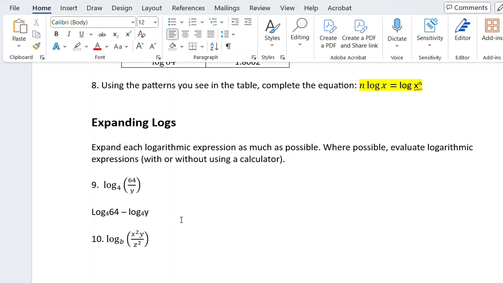I could do that on a calculator, or I could think about what that means. Remember, with logarithms, we're looking for the power that we would place on the base to get the middle number. 4 to what power equals 64? Well, you might know that that power is 3. So log base 4 of 64 is equal to 3. And then the other part, I'm just going to copy and paste this here, is going to just come down. So this is 3 minus log base 4 of y.